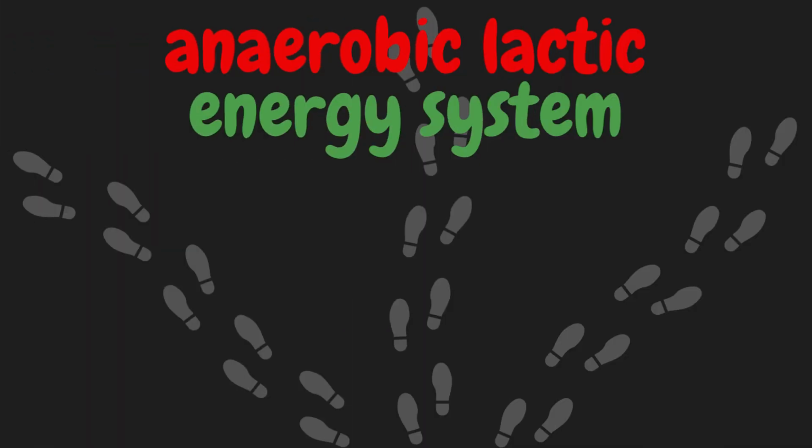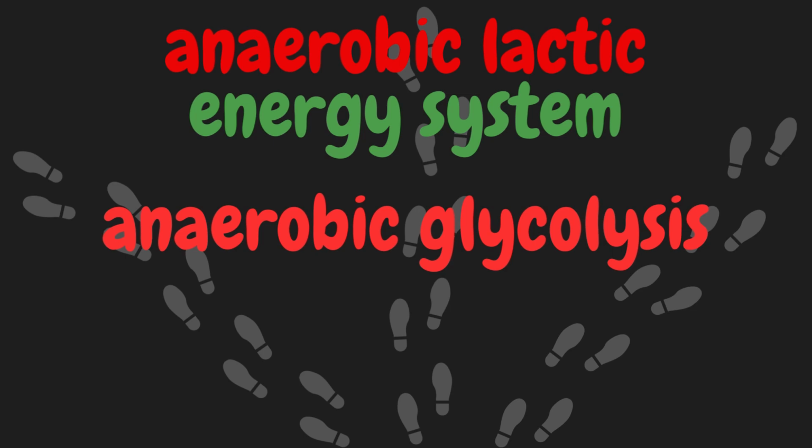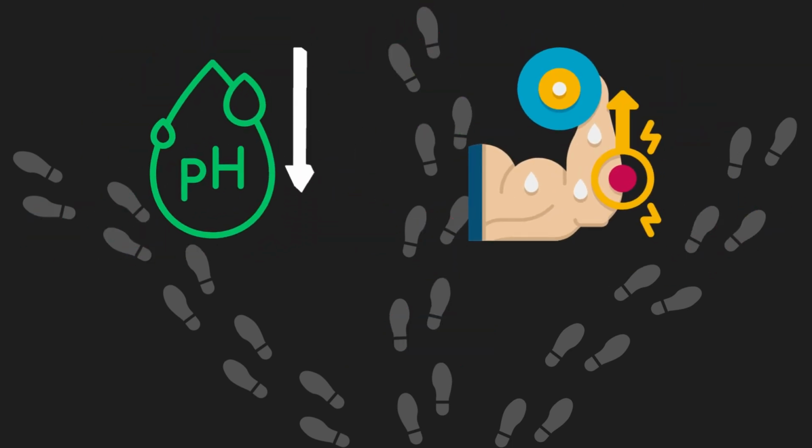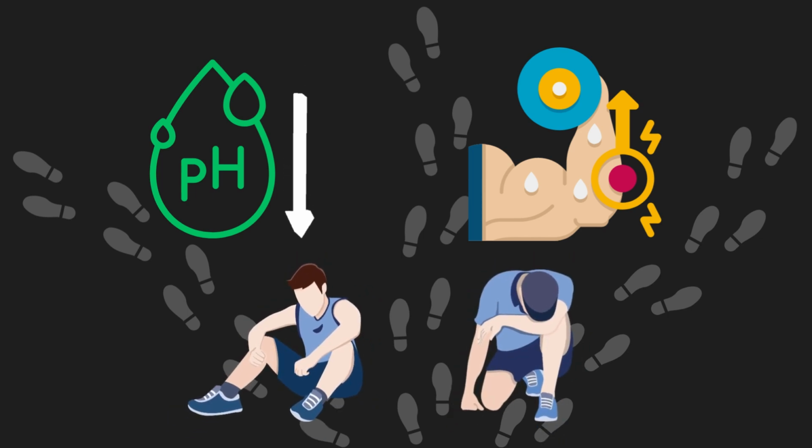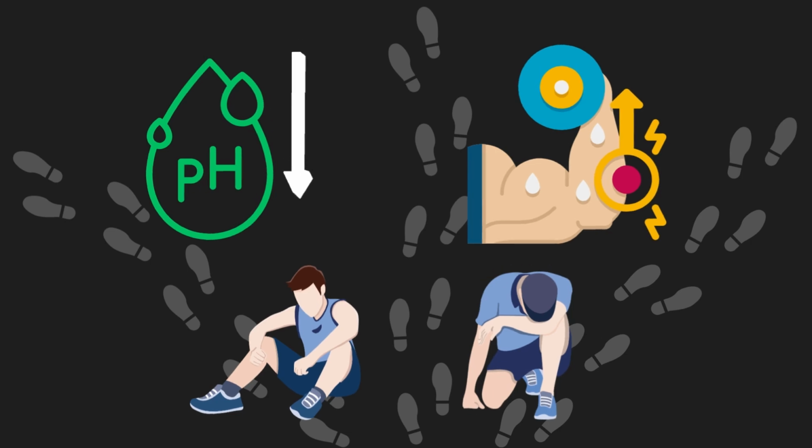The anaerobic lactic energy system, through anaerobic glycolysis, produces only 2 net molecules of ATP per 1 molecule of glucose, and raises the acidity of working muscle fibers, resulting in this feeling of muscles burning and us tiring up, leading to conclusion of our exercise bout.